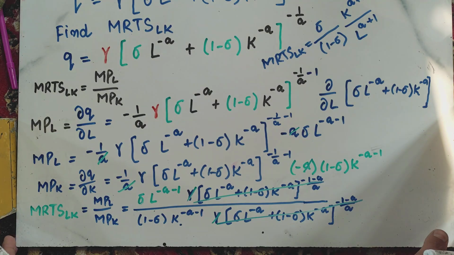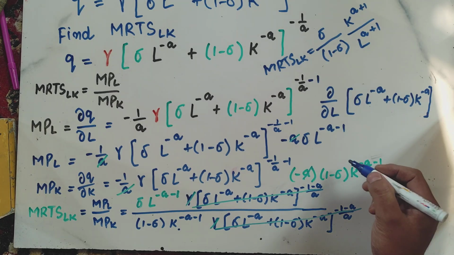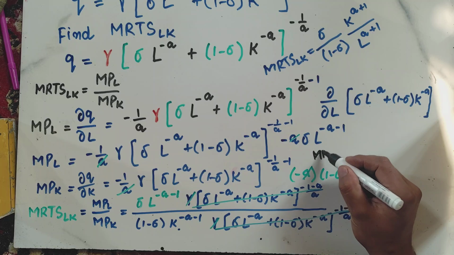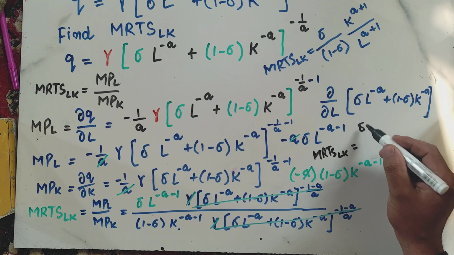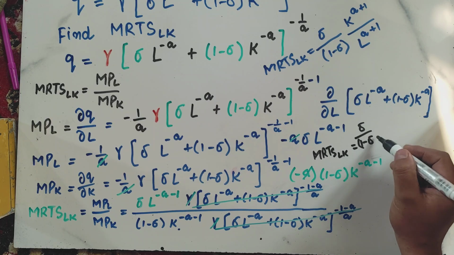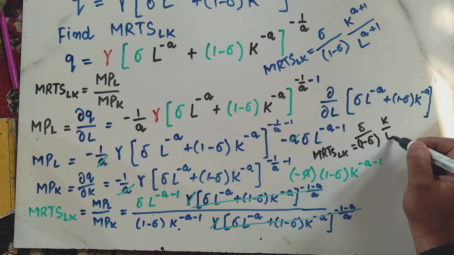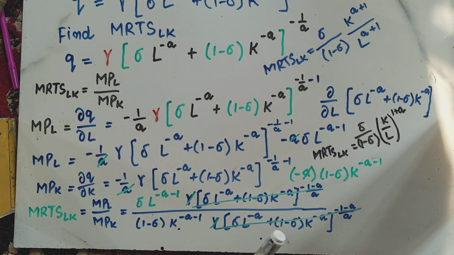So the marginal rate of technical substitution between labor and capital will be equal to delta divided by 1 minus delta times, since we have the same exponents, K upon L whole raised to the power 1 plus A. That will be the marginal rate of technical substitution between labor and capital in this case.